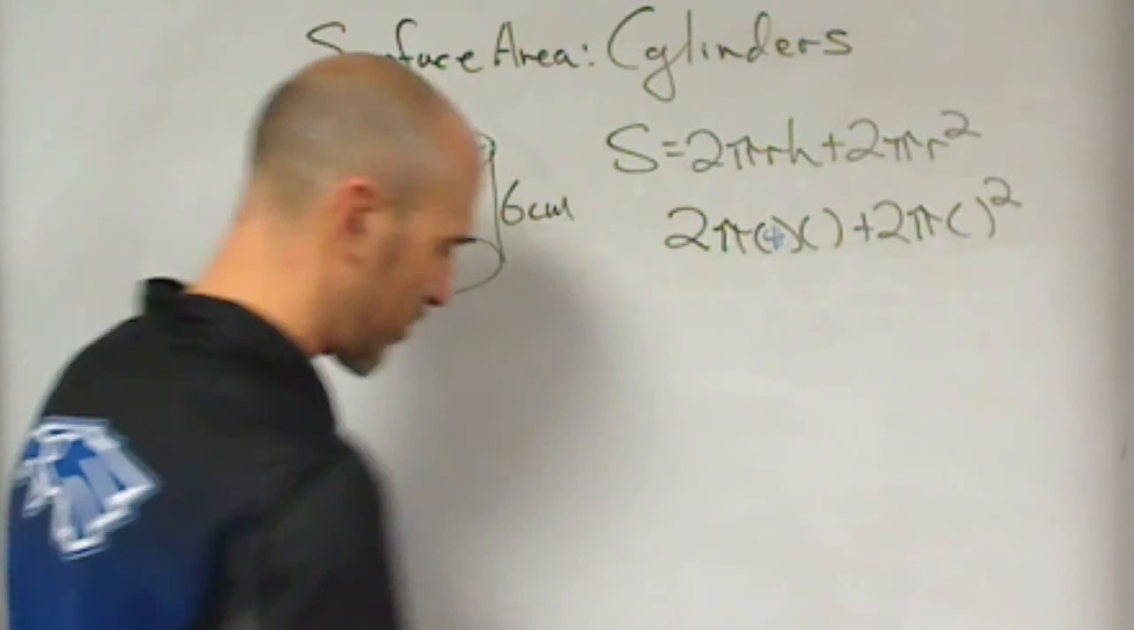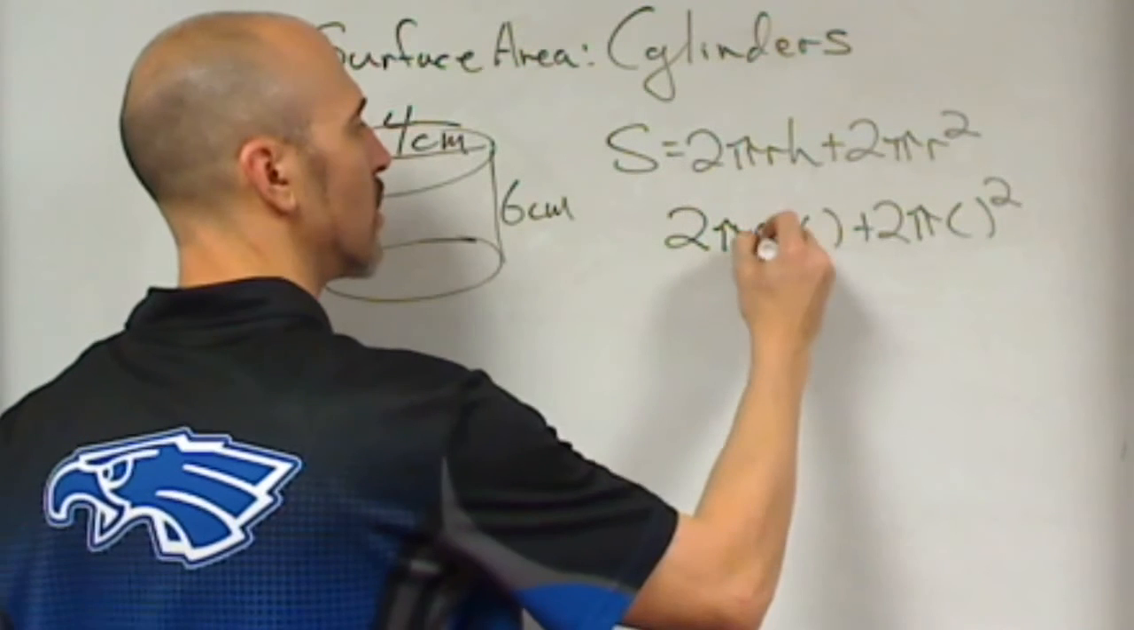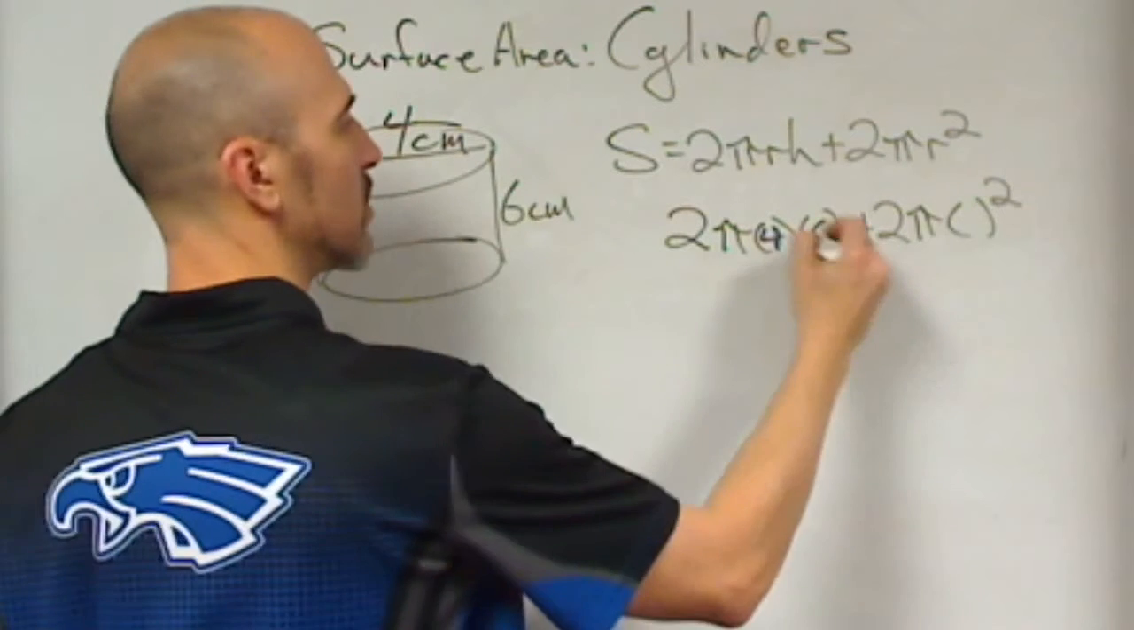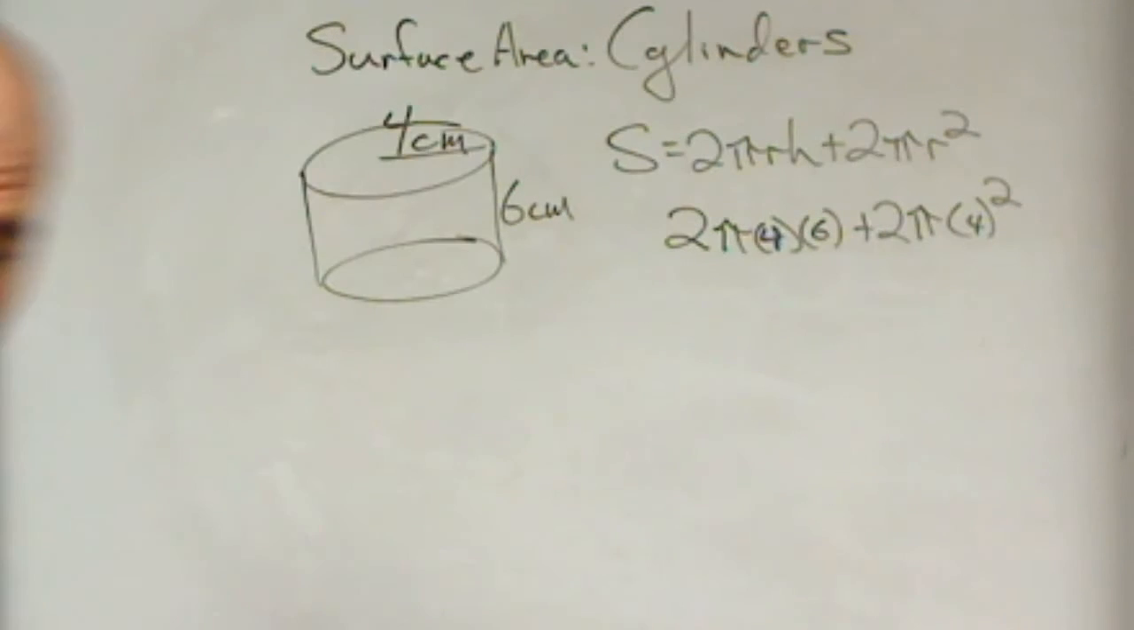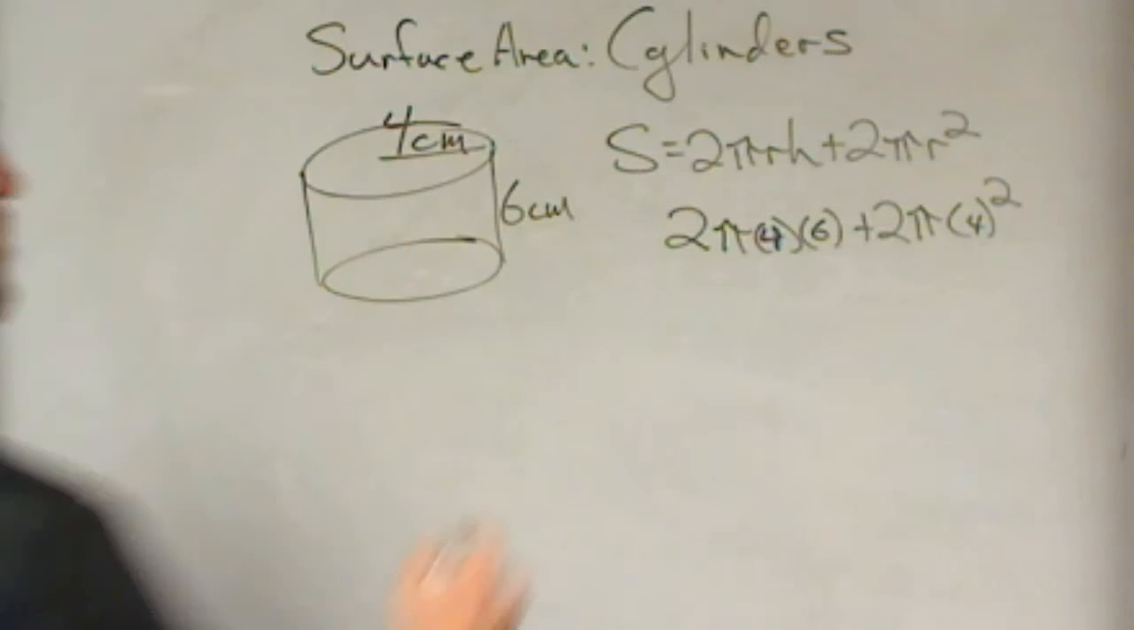And then the height is 6, and then the radius is 4 out here. Once you get to this point, you're just going to plug everything into the calculator. When you do it right, it's 2 times pi times 4 times 6. I'm just going to do the lateral part first. So it says the lateral is 150.79.